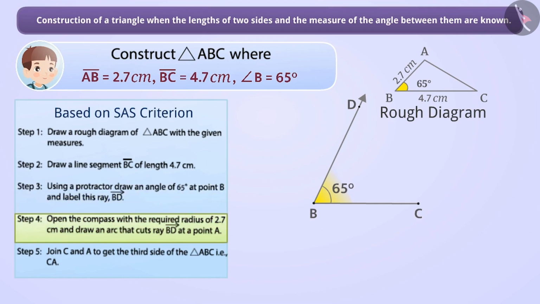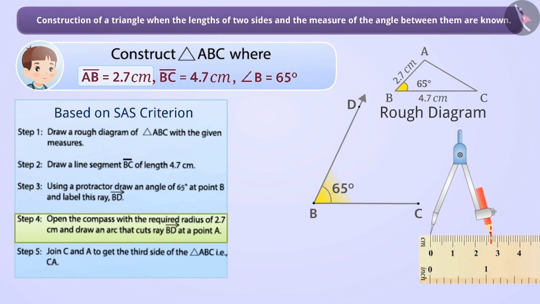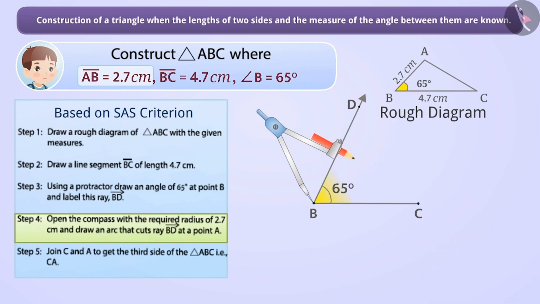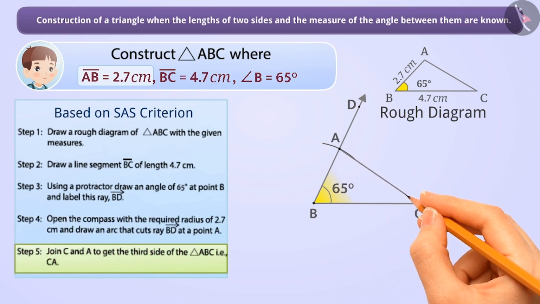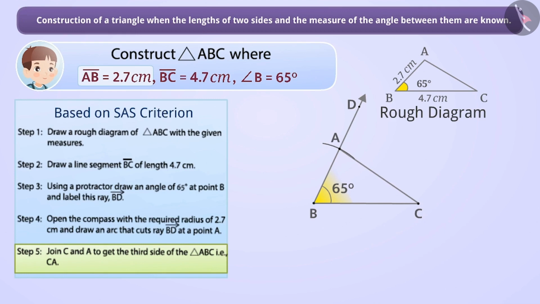Step 4. The length of AB has been given as 2.7 cm. Thus, point A is at a distance of 2.7 cm from point B. With B as the center, draw an arc on ray BD of radius 2.7 cm. The arc cuts ray BD at a point. This point of intersection is the vertex A of triangle ABC. Step 5. Join points C and A to get the third side of triangle ABC, that is CA. Thus, we obtained triangle ABC using the SAS congruence criterion.